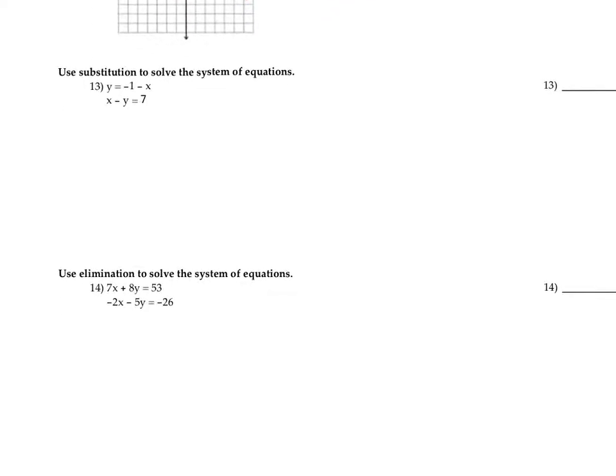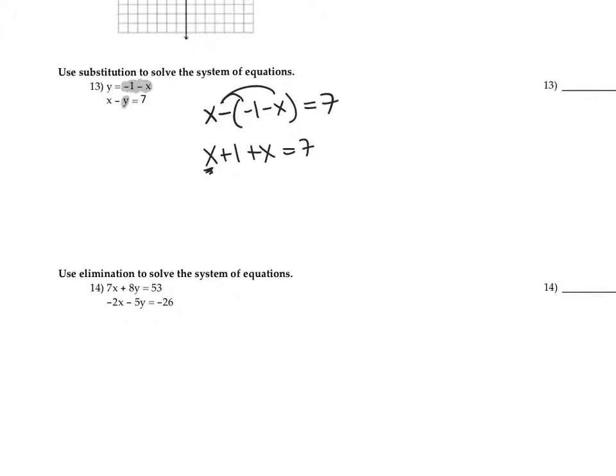In question 13, we want to use substitution. So that means that I am going to take the y in the second equation and replace it with what they tell us in the first equation y is equal to. So that means I have x minus parentheses, negative 1 minus x equals 7. Then you have to distribute the negative. x plus 1 plus x equals 7.